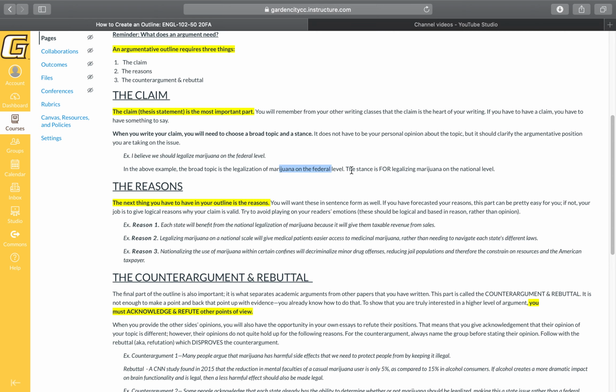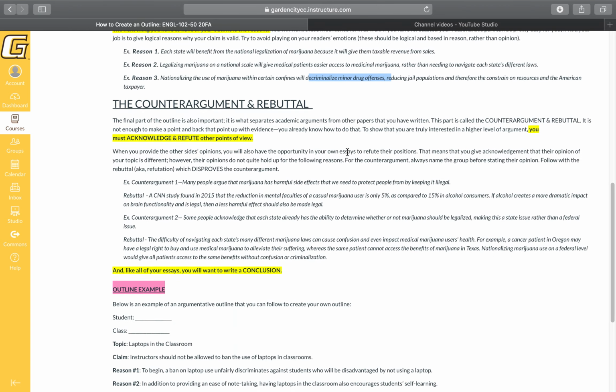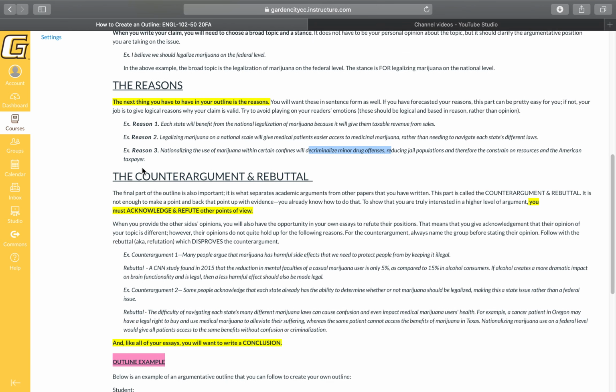So in my thesis claim, I want to make sure to include a mention of what my reasons are. So I might say, I believe that we should legalize marijuana on a federal level because it will create taxable revenue for states. It will give patients easier access to medicinal marijuana and decriminalize minor drug offenses. That would be my full thesis claim. This is where you'll structure the body of your essay. So it'll be reason 1, 2, and 3.